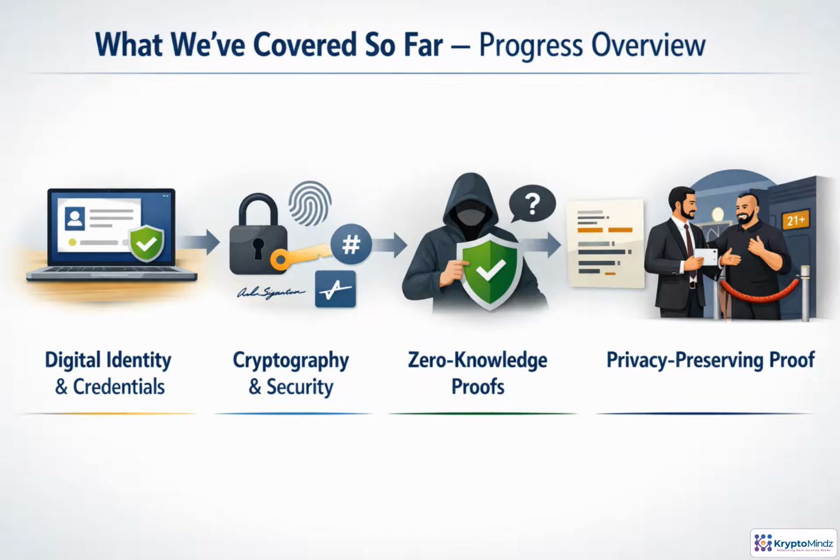We've already built the foundation: identity models, verifiable credentials, DIDs, and the cryptography behind signatures and verification. Now we'll use that foundation to understand zero-knowledge proofs and how they enable selective disclosure in privacy-preserving credential systems.